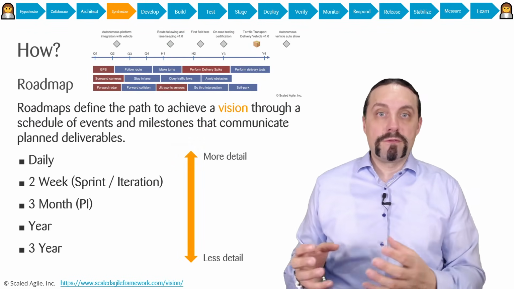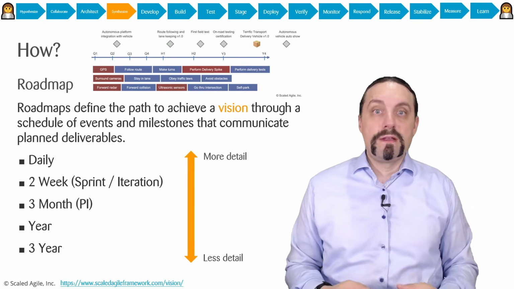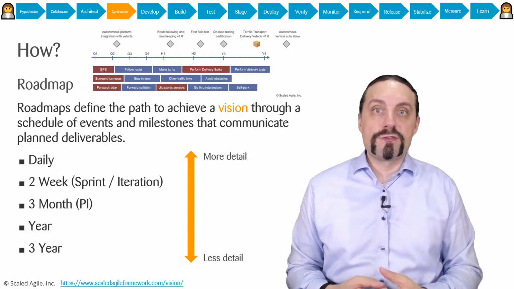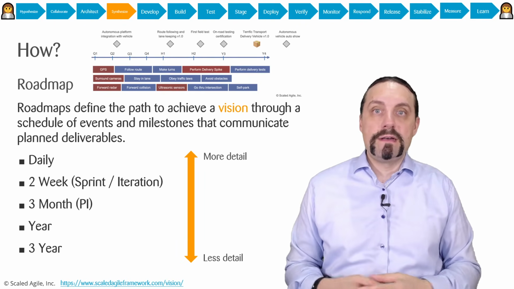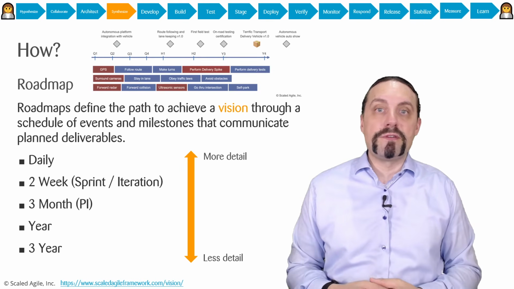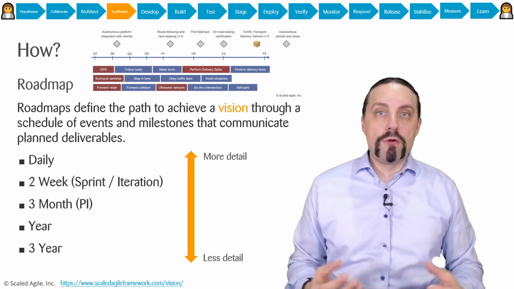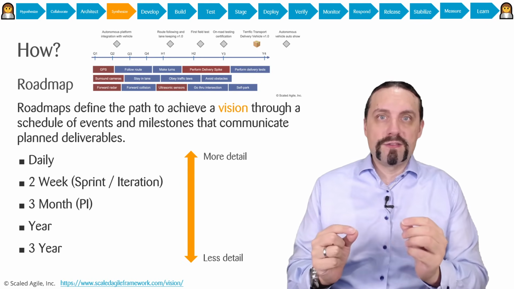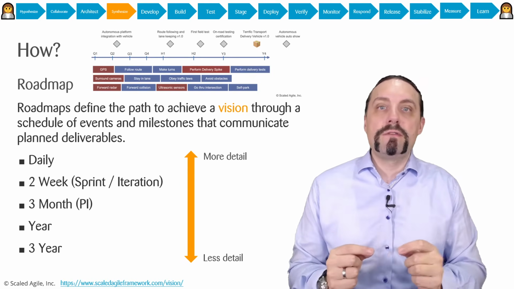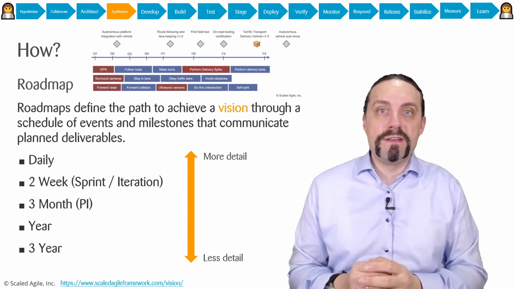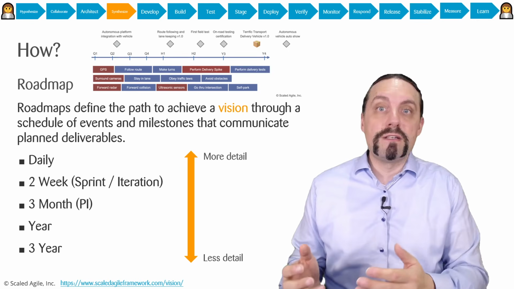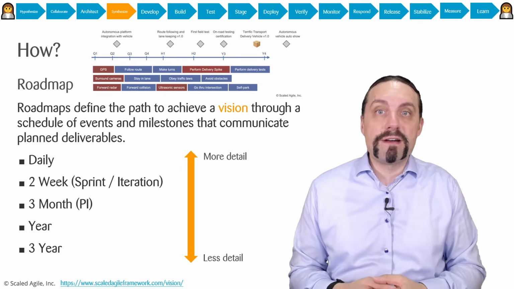we have created our vision, we have a backlog with features and enablers in it, and now we are able to create a roadmap. A roadmap is nothing else than a defined path how we are going to achieve our vision through implementing the features which we just have prioritized.